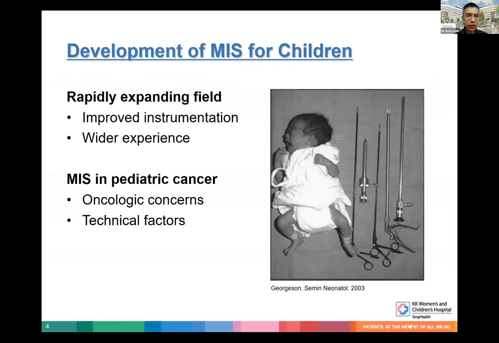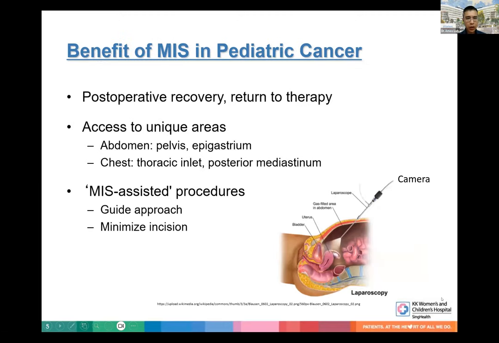So we know that this field is rapidly expanding, and it's been limited for the longest time because of instrumentation. But really, in the last 20 years, we've seen many advances in our understanding and technical advances as well in the application to pediatric cancer. So really, the benefit, this goes without saying, is rapid recovery, and this is important in our patients because it returns them to therapy quickly. The other unique thing in the chest is that it gives access to unique areas, and this is the case elsewhere as well.